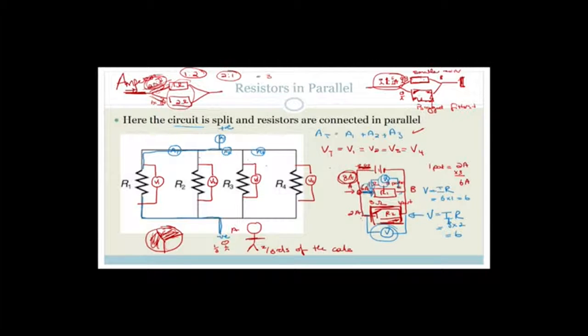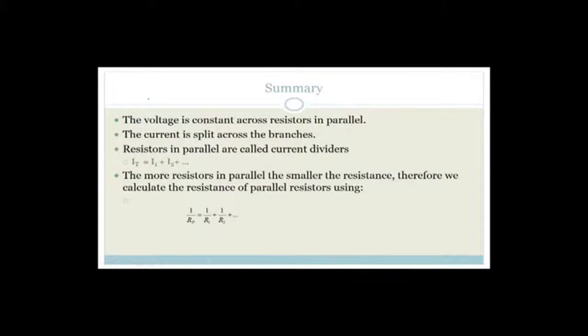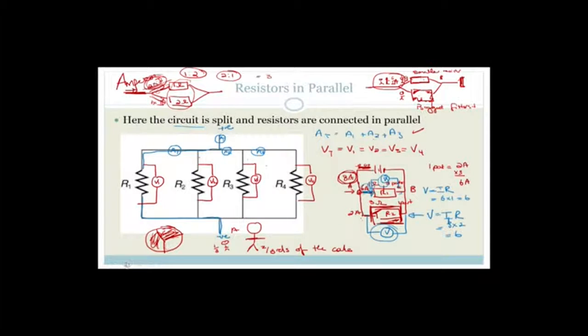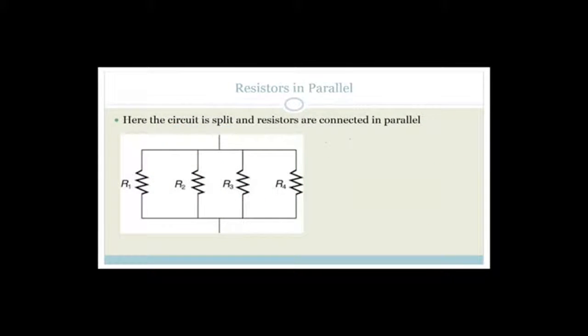Okay, so those are your rules. And then there's a final rule. And again, we've spoken about this already a little bit. Your resistors in parallel, the more resistors you have in parallel, the smaller the resistance. And you can think of it this way. Let's say we've got lanes of traffic.